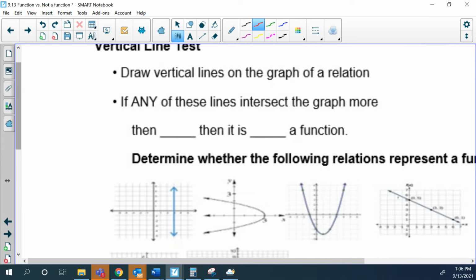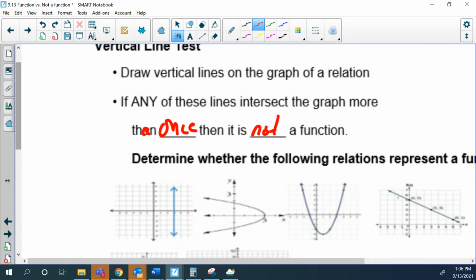Okay, so that's what happens with tables. When you have a graph, we use what's called the vertical line test. We draw a vertical line through the graph, and if the line intersects the graph more than once, then it is not a function.